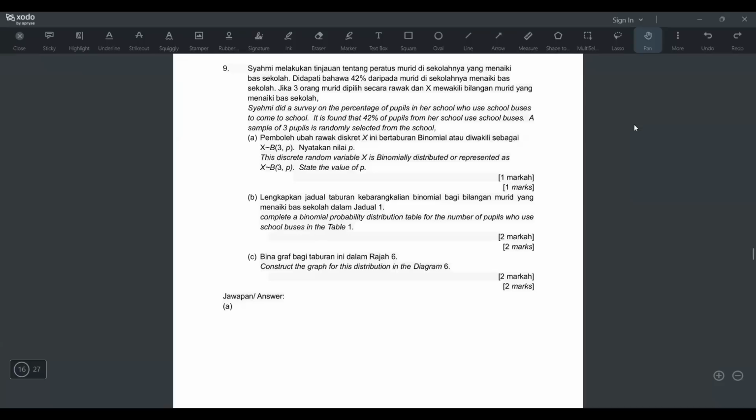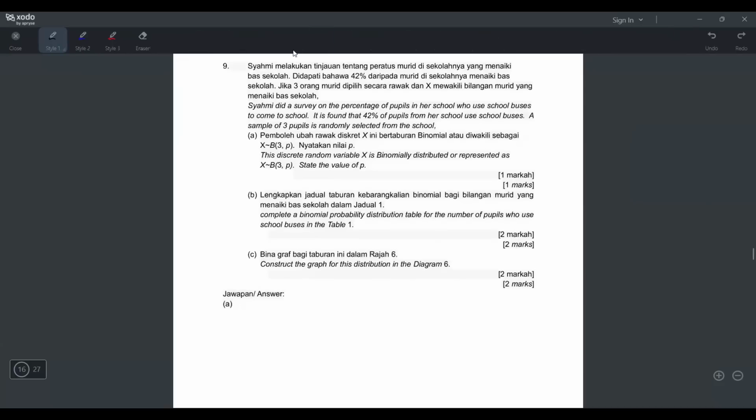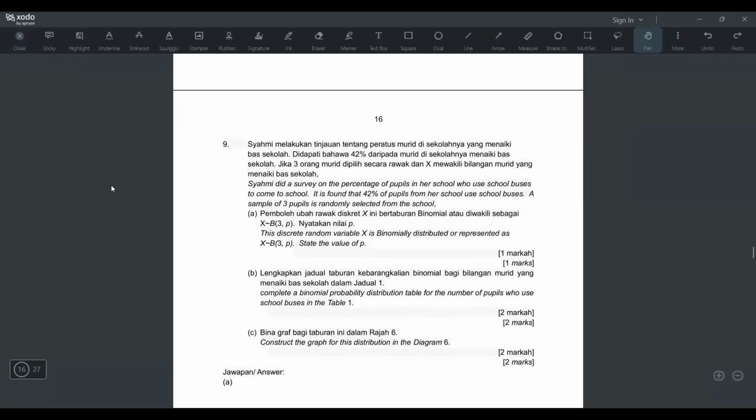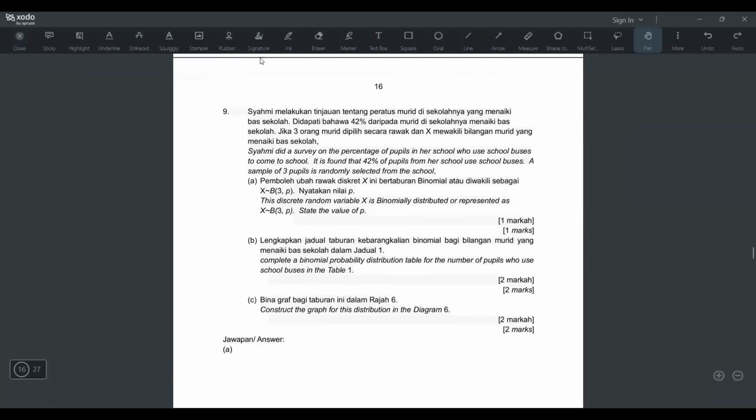Okay, let's do number 9 now. Okay, number 9. Let's read the question. Okay, I will write my working here lah. Okay, 9. Shami did a survey on the percentage of pupils in a school who use school bus to come to school. So this guy, he makes a survey and he wants to check how many students use school bus to go to school. It is found that 42% from a school use school bus.